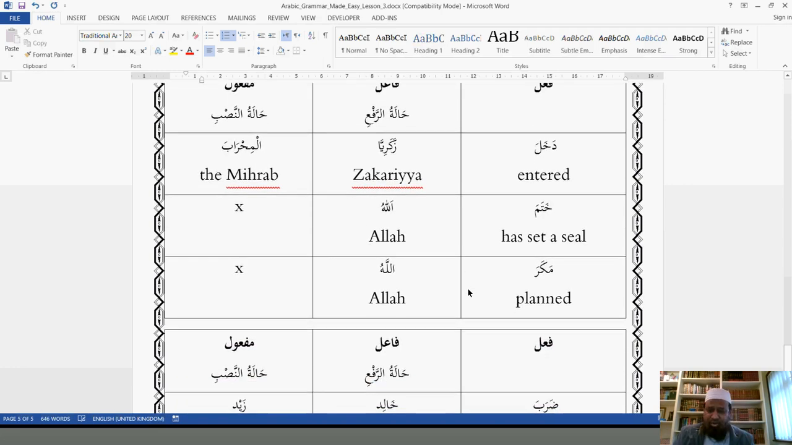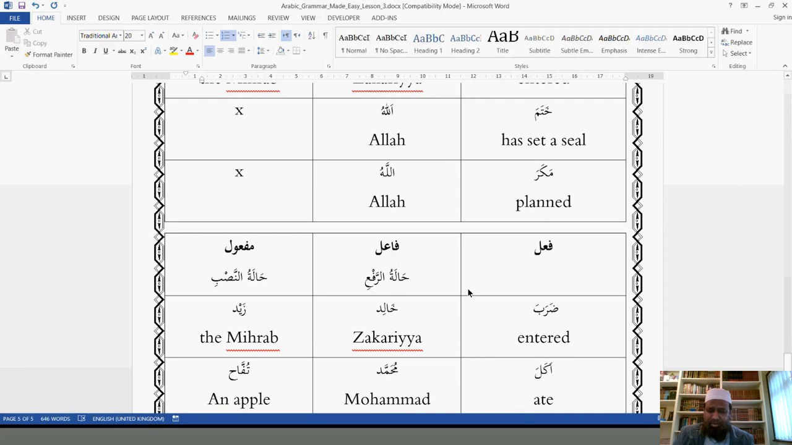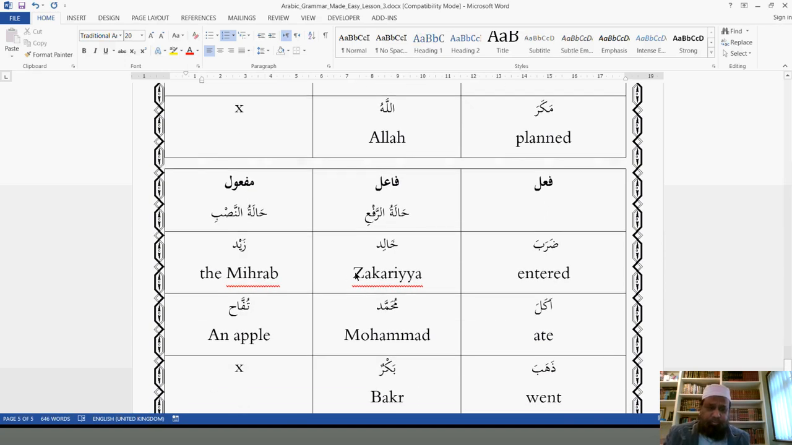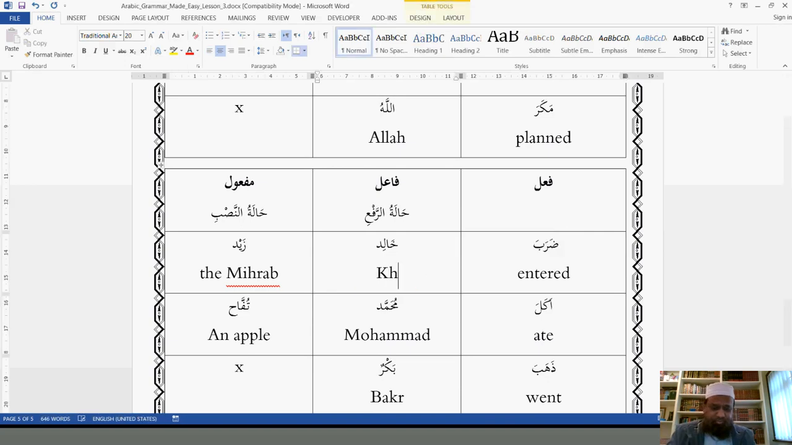Okay, next are just normal sentences, and we'll end the lesson after these examples. Daraba, the fa'il Khalid is the doer. Oops, sorry, I did not change it. I just quickly copied and pasted. Okay. Khalid, which we can see coming under fa'il.